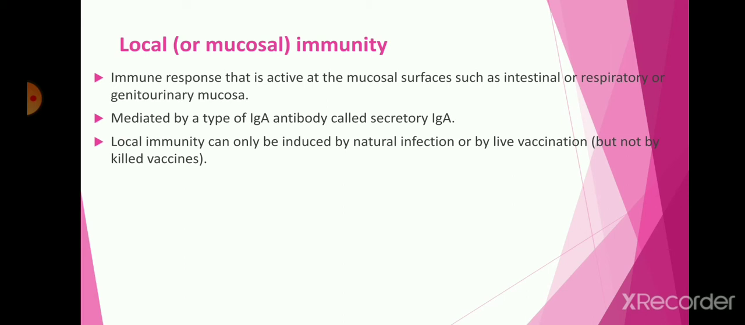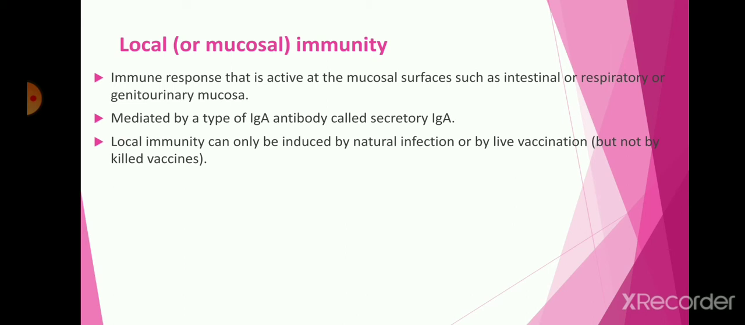So this local immunity is mediated by a type of immunoglobulin A antibody, called secretory immunoglobulin A. Local immunity can only be induced by natural infection or by live vaccination. Natural infection means that whenever the original pathogen invades our body, this local immunity starts to respond against that microorganism.